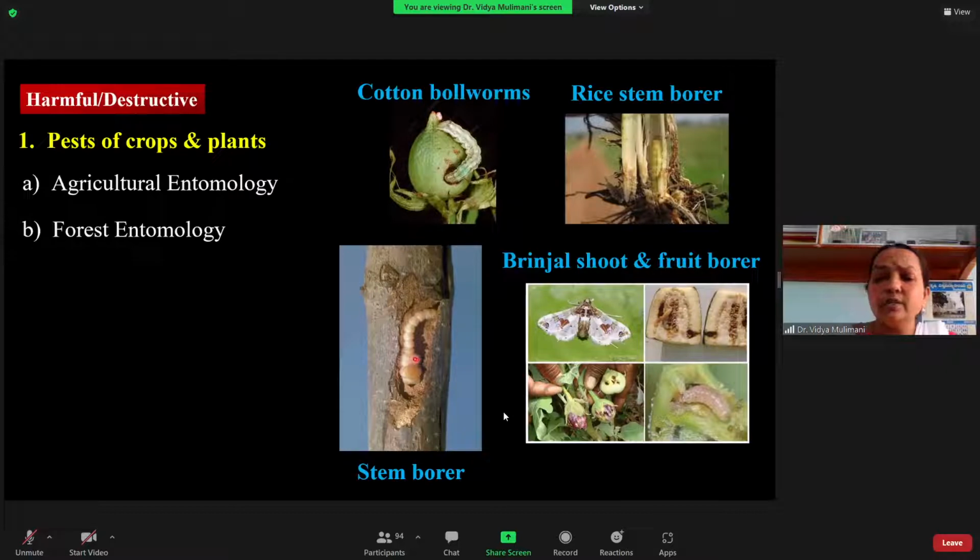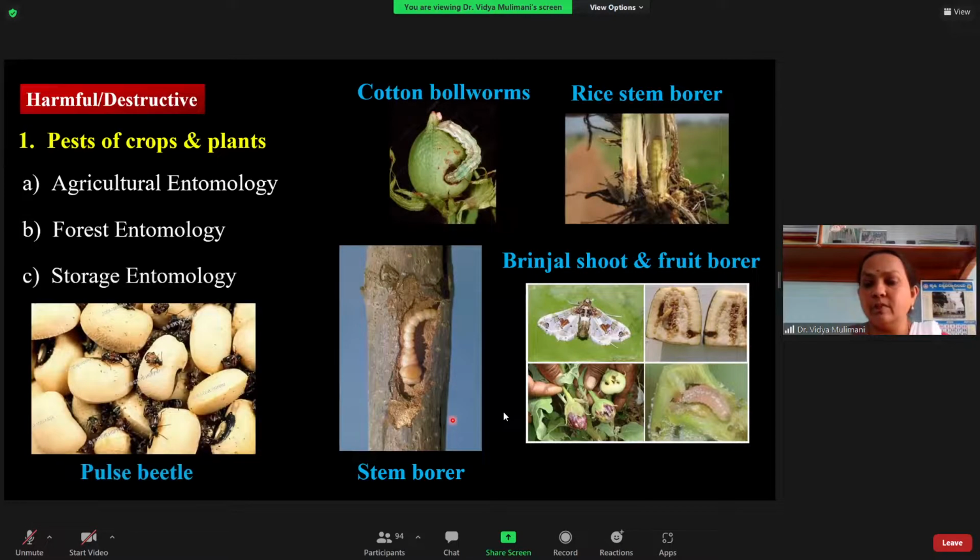Nearly 2 years back, especially near the Sirsi forest, there was a report where the stem borer was causing major havoc in the forest ecosystem, because in the forest we cannot go for spraying. It is only the mechanical or manual way we can control the insects in the forest. So I have given you the stem borer for forest entomology.